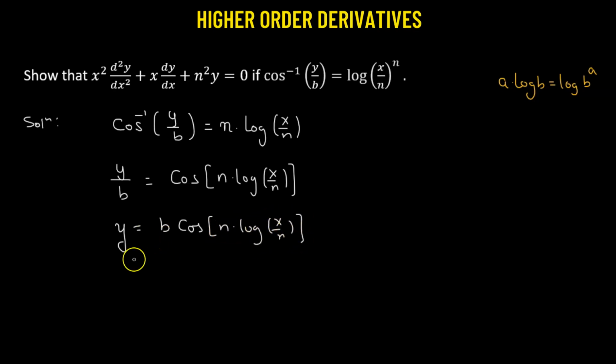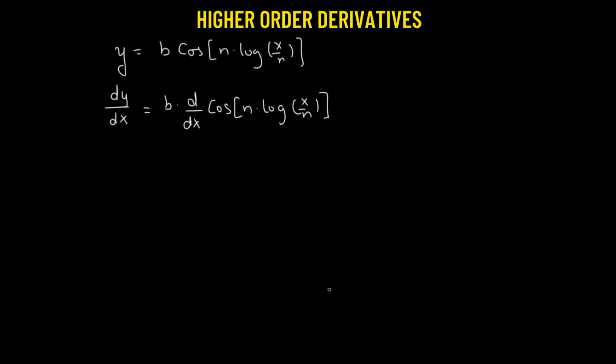So now that we have y, we'll take the derivative on both sides with respect to x. So we have dy over dx on the left hand side, and on the right hand side we have b. B is a constant, so we'll multiply it to the derivative with respect to x of cosine of n times log of x over n. Right. Now let's find out this value. Now this will give us b times the derivative with respect to x of the cosine function. So this gives us negative sine of n times log of x over n.